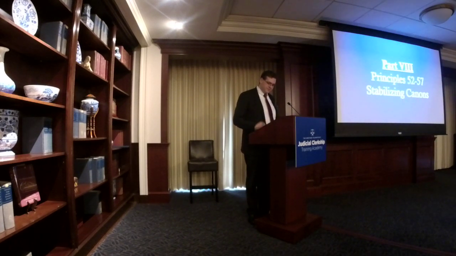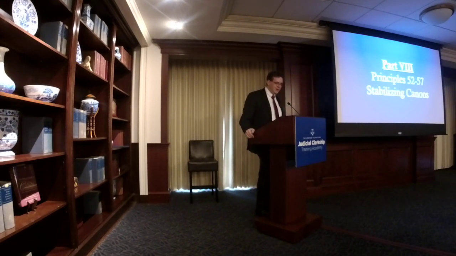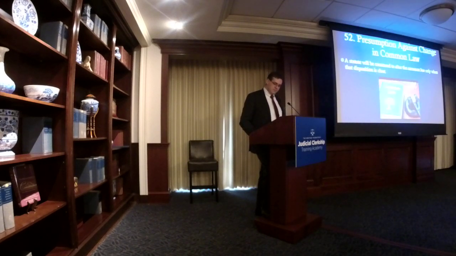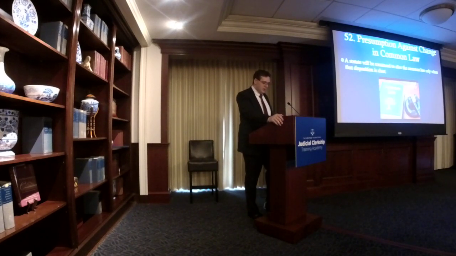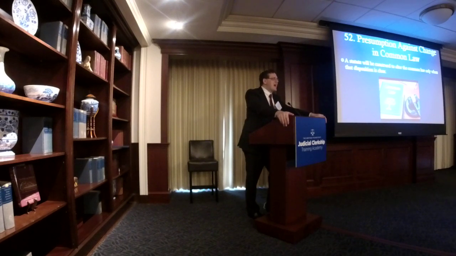Okay, next. Moving along. Number 52 through 57. These are what Scalia and Garner call stabilizing canons. This is promoting stability in the law. 52. You may have heard a canon, statutes in derogation of the common law to be strictly construed. Probably heard that one. Scalia and Garner say it's not real, right?